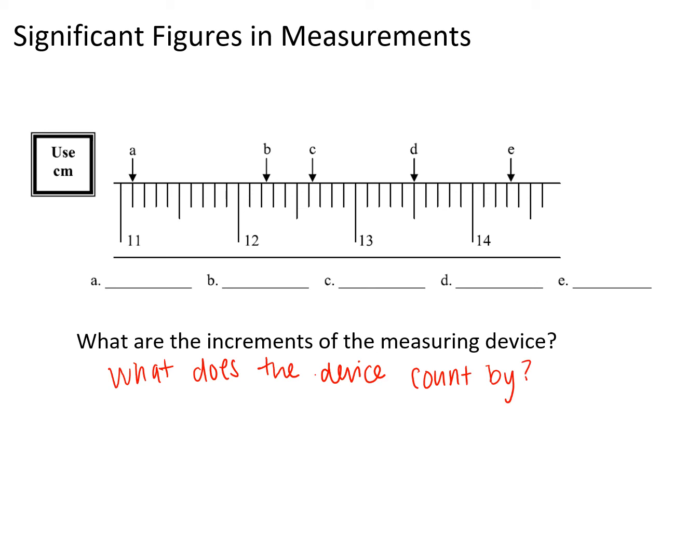So when we take a look at this ruler, we see that there are smaller graduations in between the 11 and 12 and smaller graduations between each of these whole numbers, which means that this ruler is going to count by 0.1 or count by the tenths place.